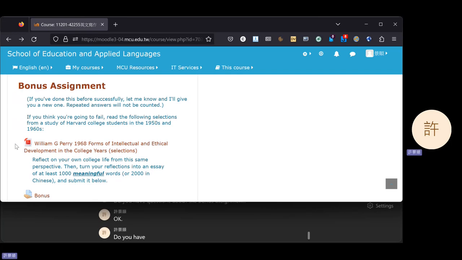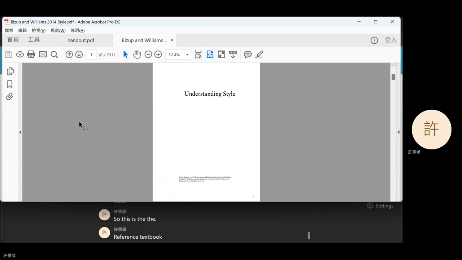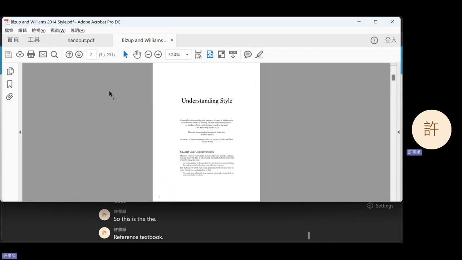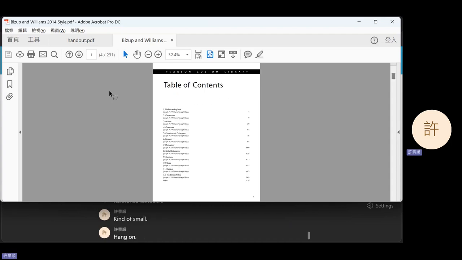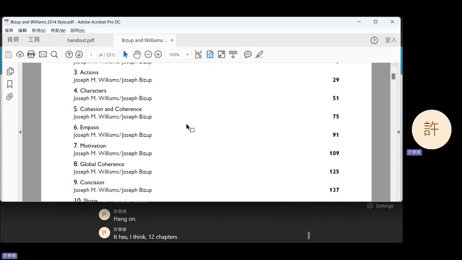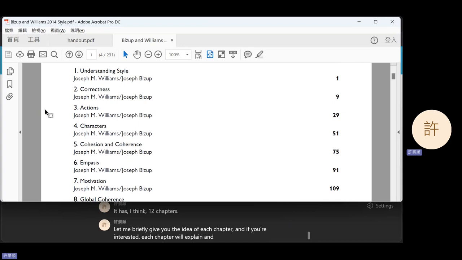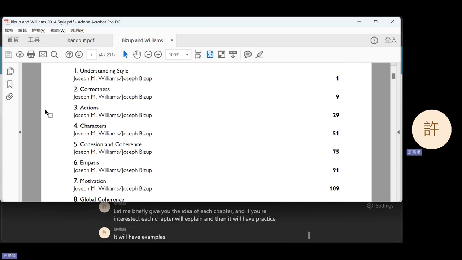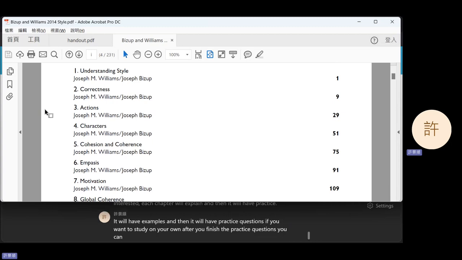Okay, the book is finished. Cool, so this is the reference textbook. Kind of small, hang on. It has, I think, 12 chapters. Let me briefly give you the idea of each chapter. If you're interested, each chapter will explain, and then it will have examples, and then it will have practice questions. So if you want to study on your own, after you finish the practice questions, you can come to me and we can discuss your answers.